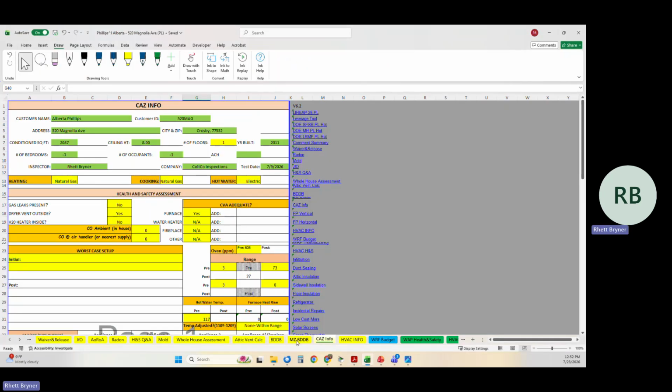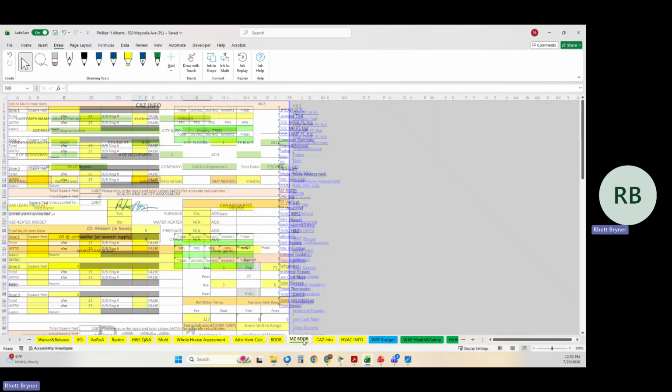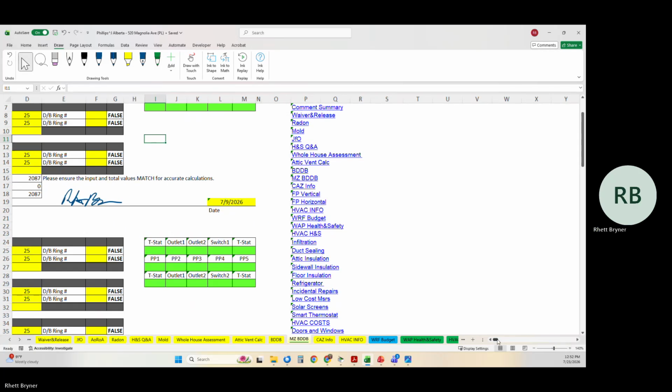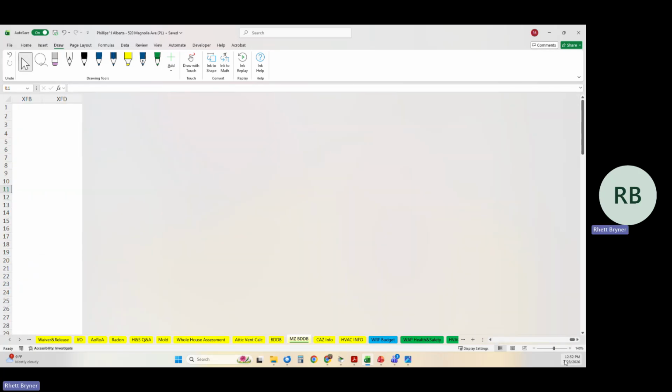Okay, moving on to the next tab here. You can see down here, this is the MZBDDB form. All right, so that stands for multi-zone blower door duct blaster form. All right, so this is where you're going to enter information from your inspection regarding your duct blaster. Let me zoom in a little bit for you.